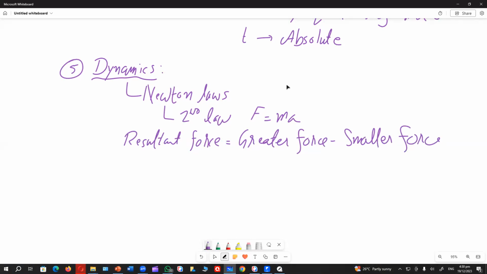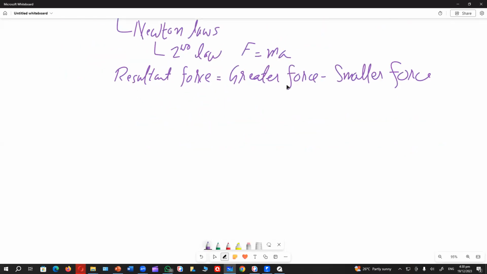And how do we find resultant force? Resultant force is greater force minus smaller force. So among the Newton laws, the second law is the most important, which says that you can find the resultant force using the approach greater force minus smaller force. Newton laws are used to calculate acceleration. There are multiple cases I have discussed with you, and I quickly recall the most important cases.